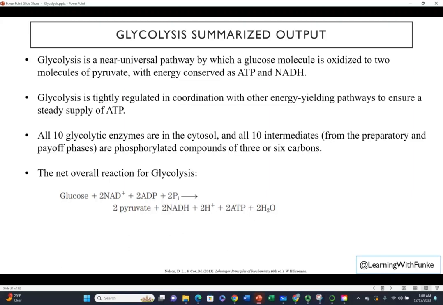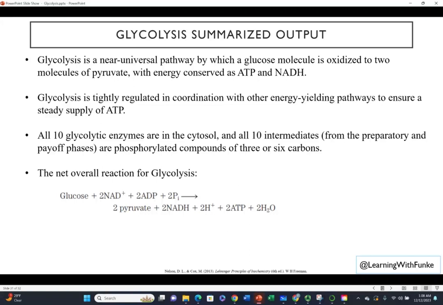Next, glycolysis is tightly regulated, like we've talked about, with other energy-yielding pathways to ensure that we're not having too much ATP or too little ATP. All 10 glycolytic enzymes, like I said before, are in the cytosol, and there are 10 intermediates from the preparatory and payoff phases. Those phosphorylated compounds of 3 or 6 carbons are in the cytosol. This is very important when we start to move into the mitochondria and other parts of the cell where we're seeing other reactions happen. It's important to remember that glycolysis happens in the cytosol.